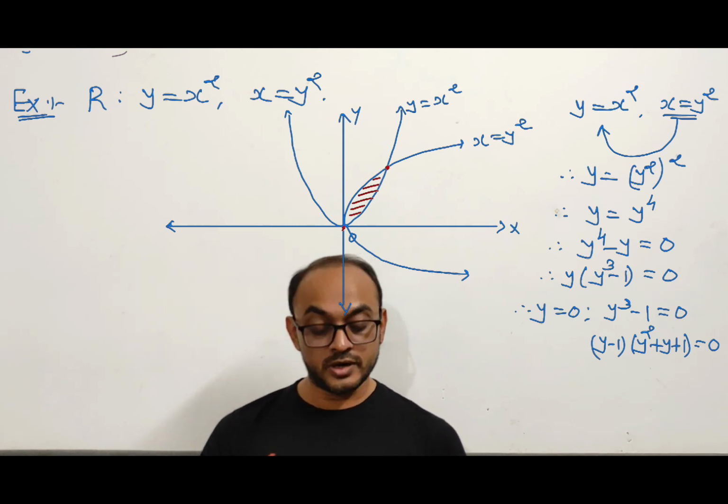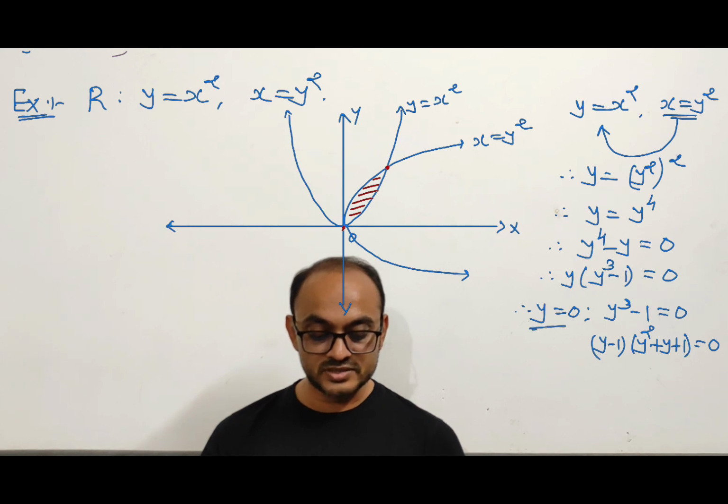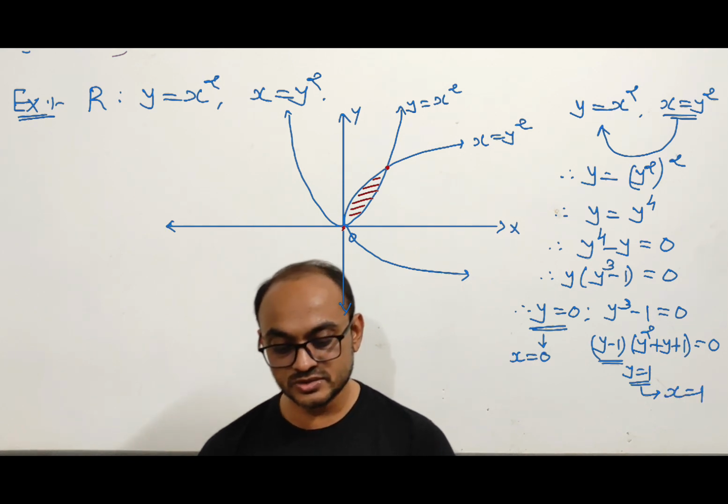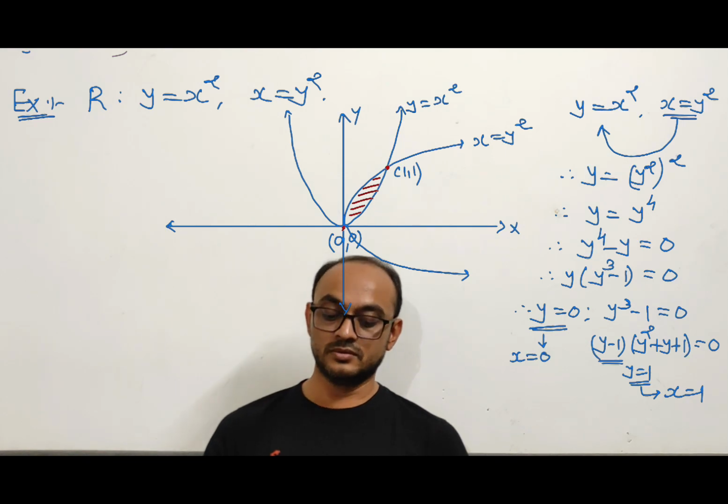And so it has only two roots, y is equal to 0 and y is equal to 1. When y is equal to 0, since y equal to x square, x is equal to 0. Since y is equal to x square, when y is 1, x is 1. So it has two intersection points. One is 0, 0 and another one is 1, 1. Right.